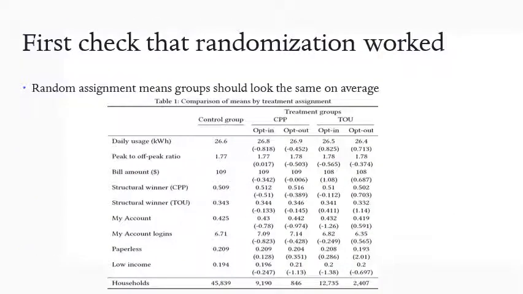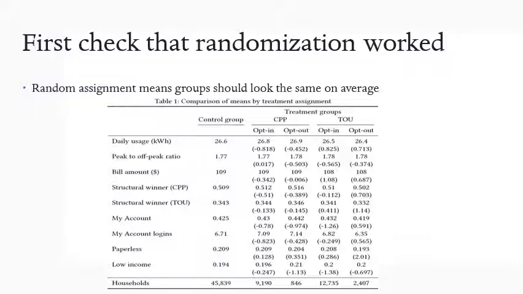The first thing they need to do is check that randomization worked. Random assignment means groups should look about the same on average across the different groups. We have a control group. Their daily usage is going to be 26.6 kilowatt hours. The treatment groups, the critical peak pricing and the time of use, these are the next two main columns.